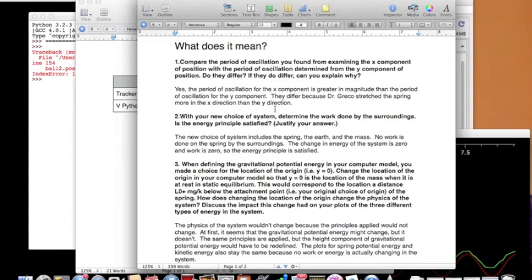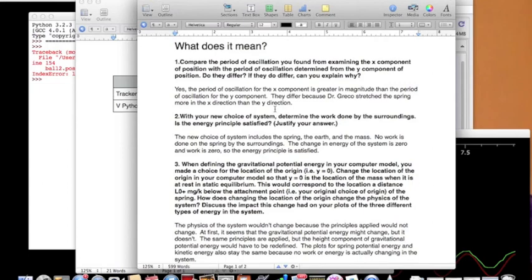The third question asks about redefining the origin. Instead of the origin being where the spring's attached, it's now where the mass hangs. The question's asking whether or not this would change the three plots for the system's energy, and also whether the physics of the system would change.